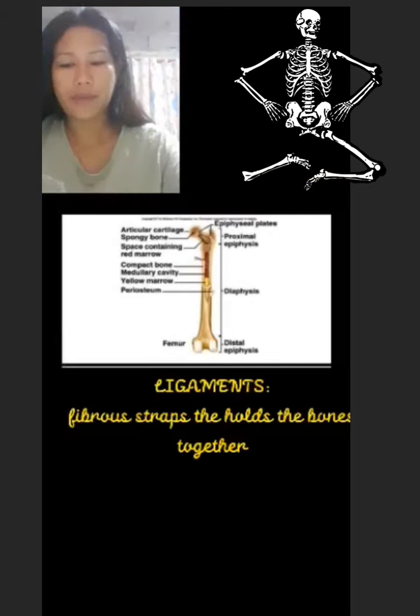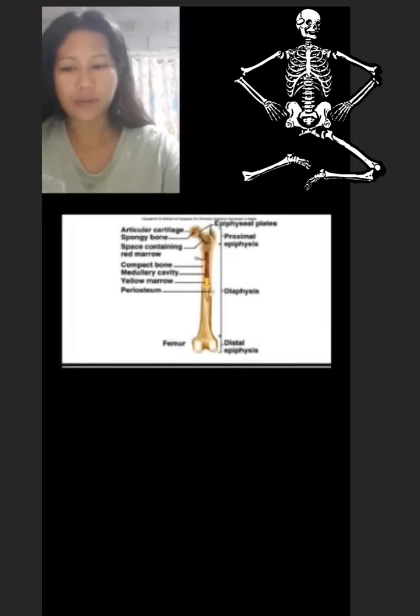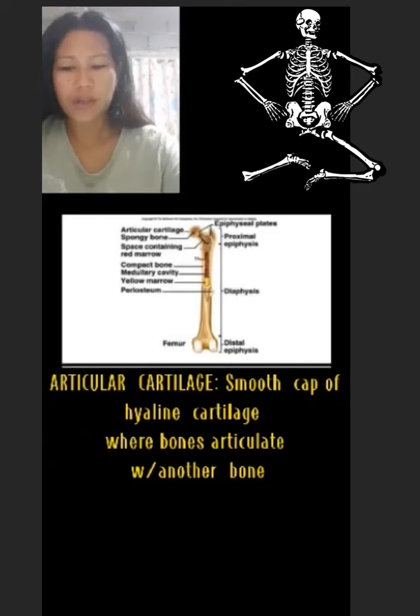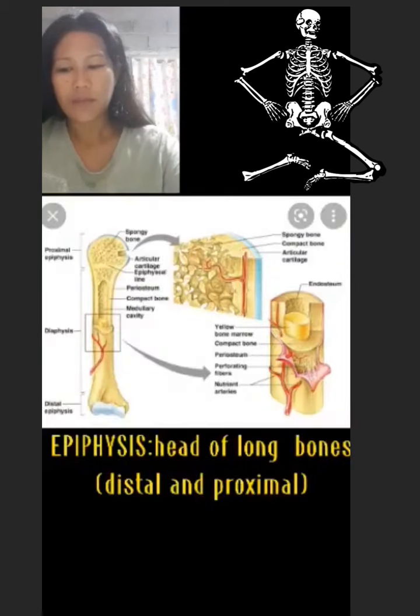Cross structure, long bones. Ligaments, fibrous straps that hold the bones together. Periosteum, covers the shaft and heads of long bones. Articular cartilage, smooth cuff of hyaline cartilage where bones articulate with another bone. Diaphysis, central shaft of long bones. Epiphysis, head of long bones, distal and proximal.